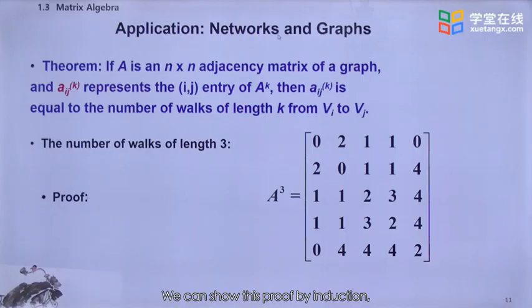Okay, so we can show this proof by induction, mathematical induction. So first, when k equals 1, the adjacency matrix just represents the number of walks of length 1, right, from Vi to Vj. This is obvious. And then you can assume for k, this theorem holds. And then you show that for k plus 1, this conclusion also holds. Then using mathematical induction, you can show this result.